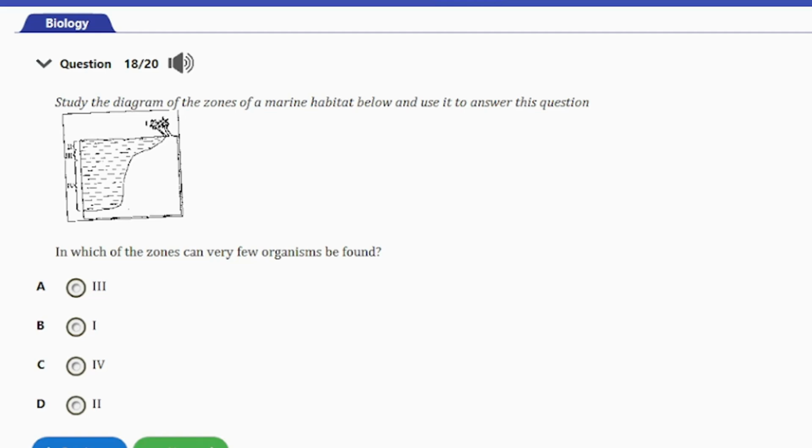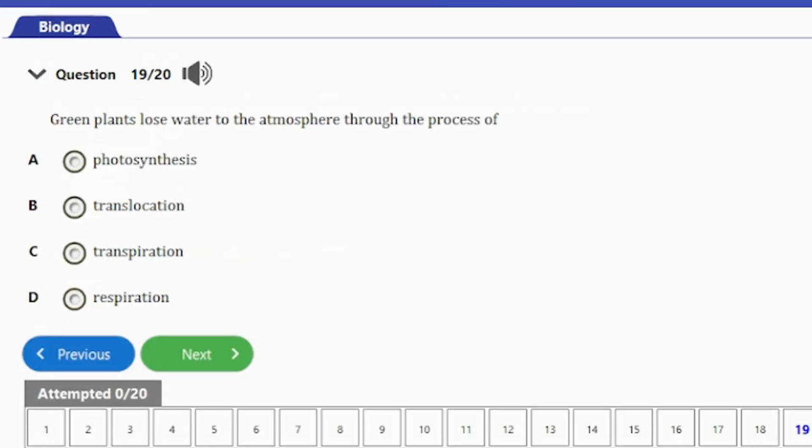So guys, the answer to this question is option C, and that's IV. The IV here is the benthic zone and is characterized by the presence of cold, dark waters with very few living organisms.